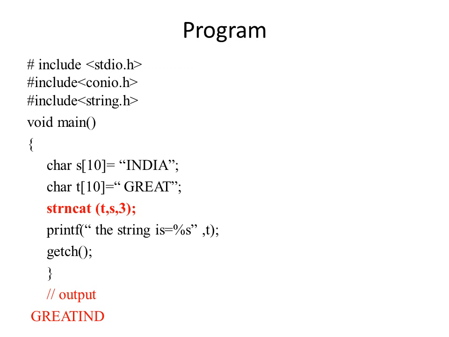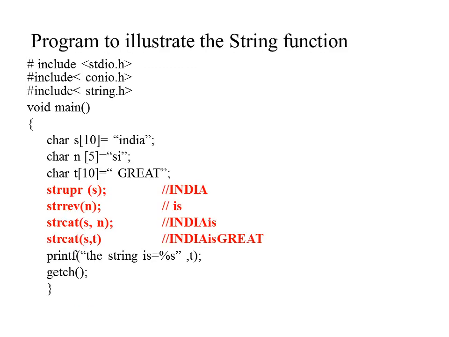So printf with the string %s and t. So t elements are the grad. At the end of this, we will have added only the 3 elements from the source array, that is ind. So we will get the output as grad and then ind elements.